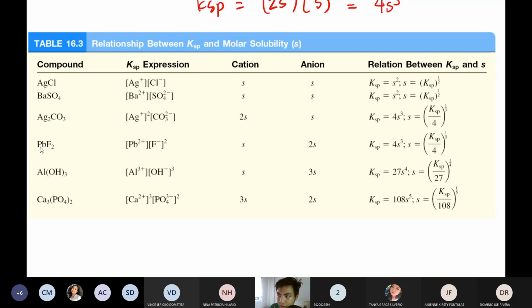Okay, same thing is true for lead fluoride, lead 2 fluoride. So, 2-to-1 yung ratio ng ions natin. So to solve for S, that will be the cube root of KSP over 4. If ang ratio ng inyong ions ay 3-to-1, for example aluminum hydroxide, isang aluminum, 3 hydroxide mapo-form natin, then our equilibrium expression can be written as 27s raised to 4.